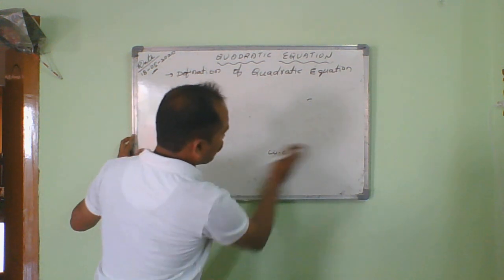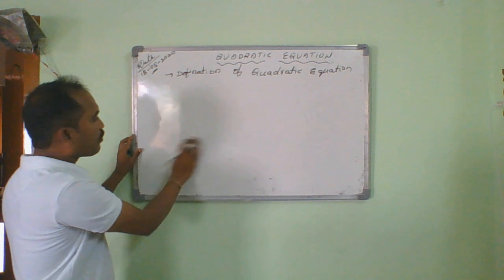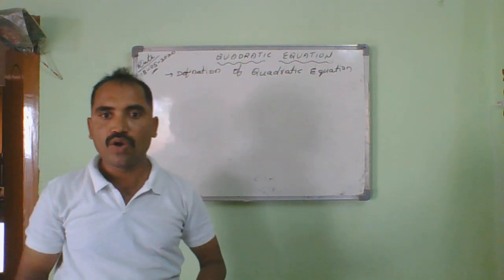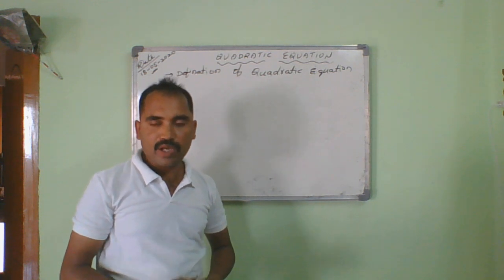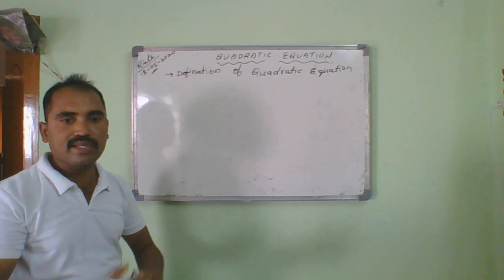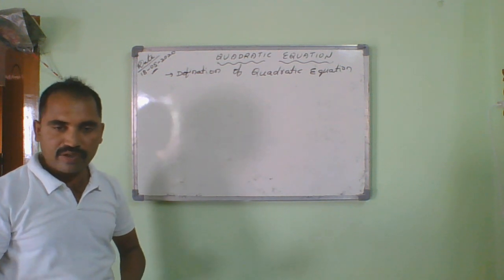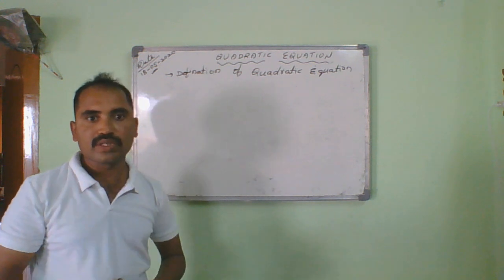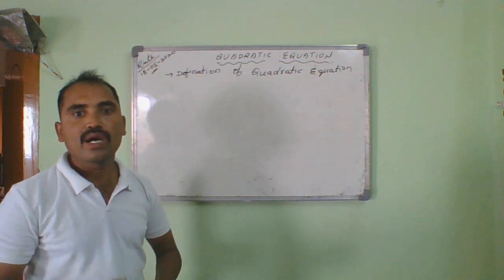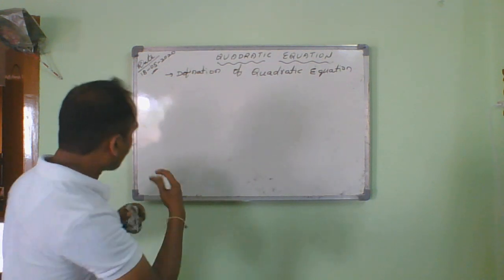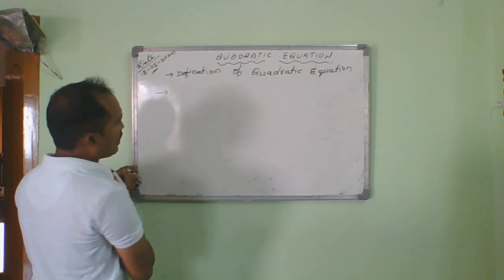What is the quadratic polynomial? Before discussing the quadratic equation, what is the quadratic polynomial? A quadratic polynomial is a basic algebraic expression in which the highest power of the variable is 2, then it is called a quadratic polynomial. How is it in the form? I'll give you.